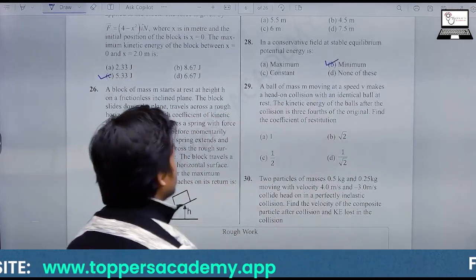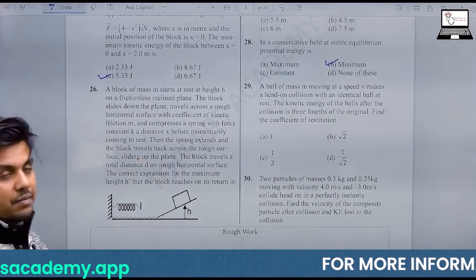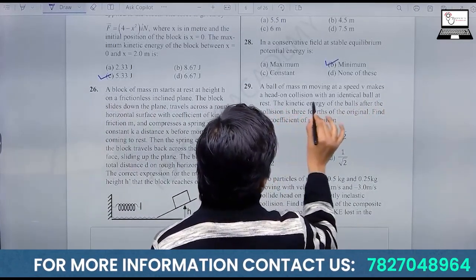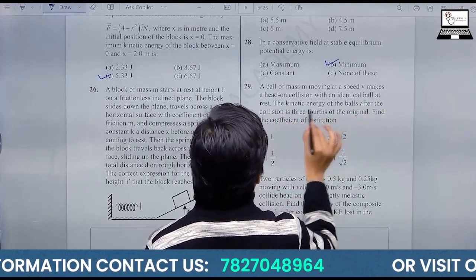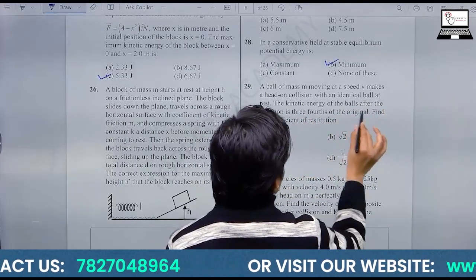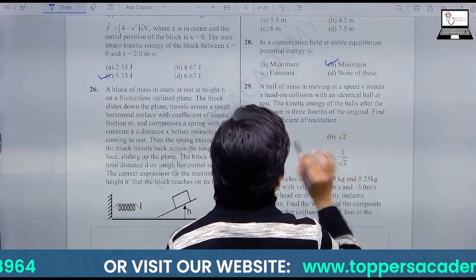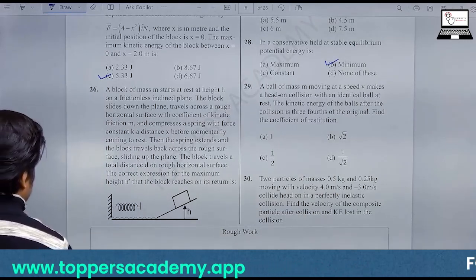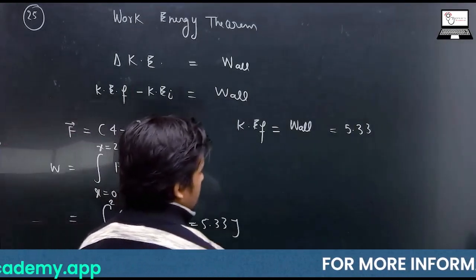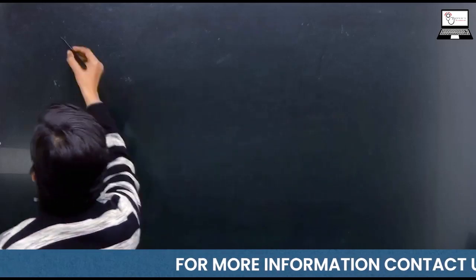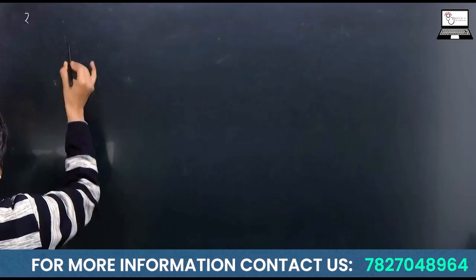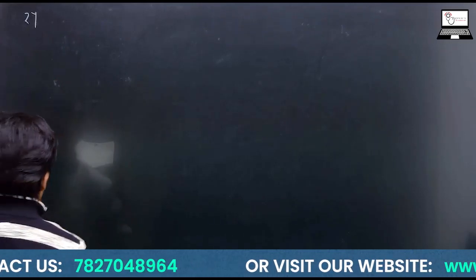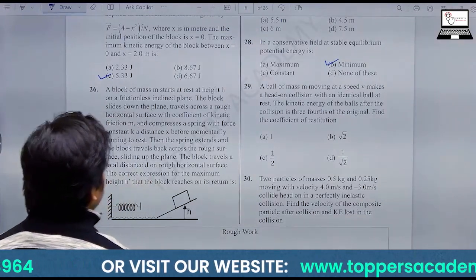Question number 29. A ball of mass m moving at a speed v makes a head-on collision with an identical ball at rest. The kinetic energy of the balls after the collision is 3/4 of the original. Find the coefficient of friction. For that you can use these two formulas. Let me write these formulas, just one second.